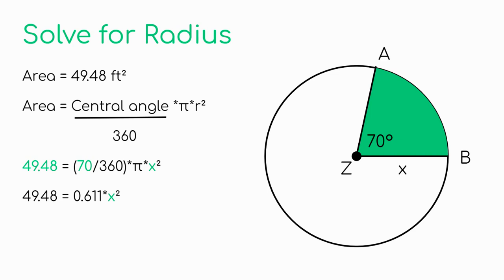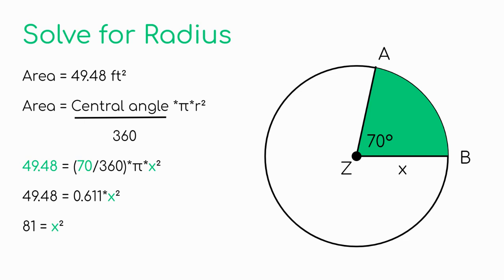We're trying to get x by itself, so we got to get rid of the 0.611. Right now that's being multiplied, so to get rid of it, we divide. So we're going to divide both sides by 0.611. So 49.48 divided by 0.611 is 81. I rounded that. Equals x squared.